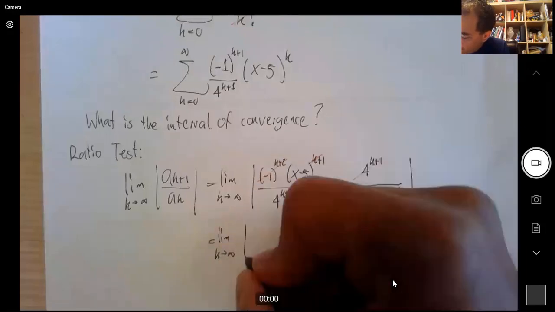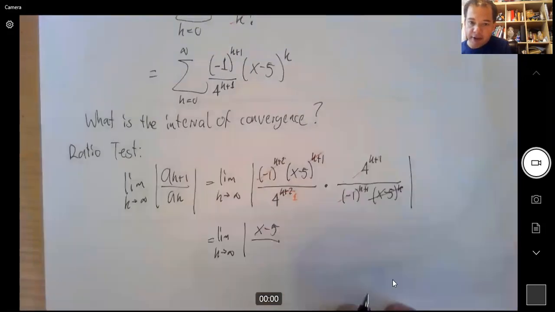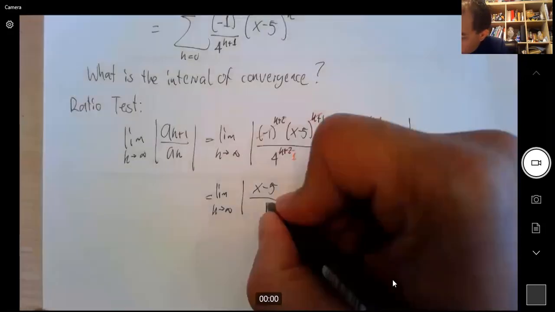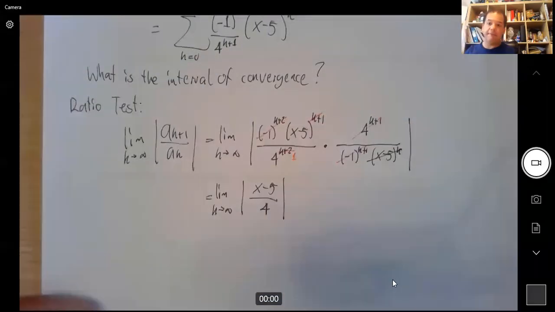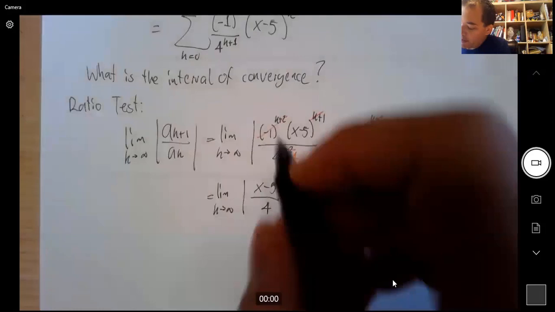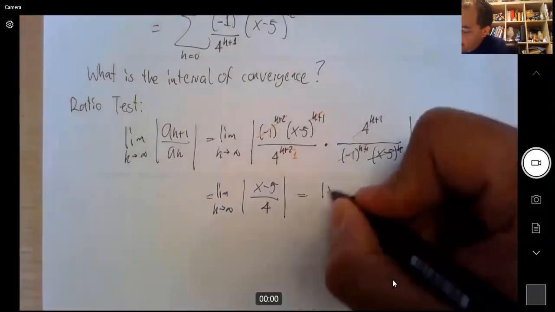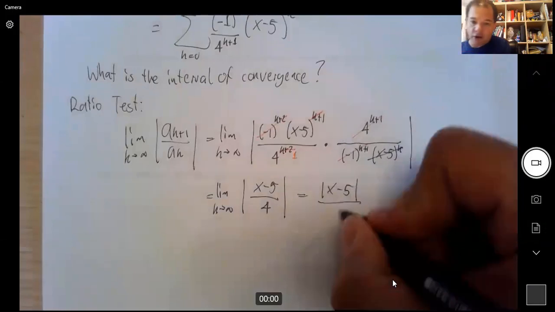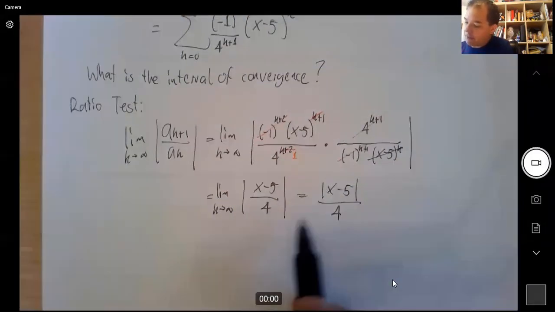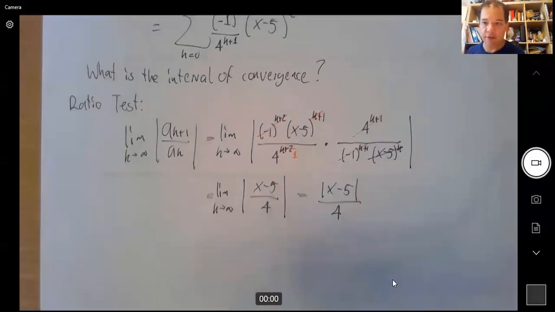An absolute value, an x minus 5 that survived on the top, and a single 4 that survived in the center, right? And same as other problems we have done, we lost the k. So when we do the limit, this is just a constant. So the answer to this limit is simply absolute value of x minus 5 over 4. Notice that I don't have absolute value around 4 because 4 is a positive number. There's no need, right?